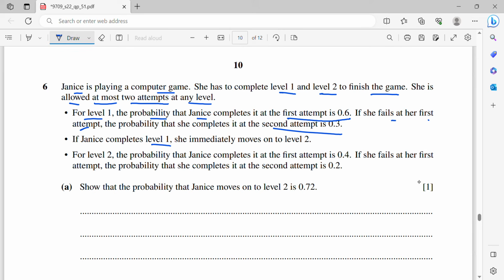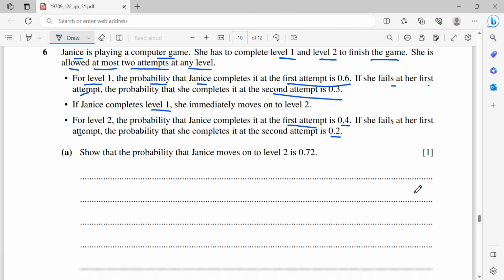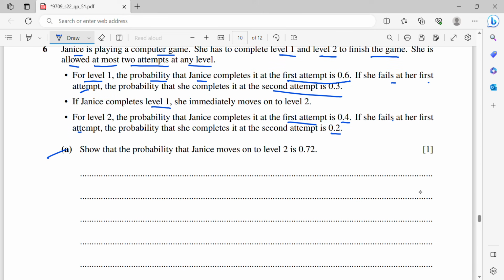So for level 2, probability that Janice completes at the first attempt is 0.4. And if she fails at her first attempt, the probability that she completes it at the second attempt is 0.2. Alright, so now show that the probability that Janice moves on to level 2 is 0.72. Okay, obviously this is tree diagram. Okay, so I can show the tree diagram first before I show this probability.